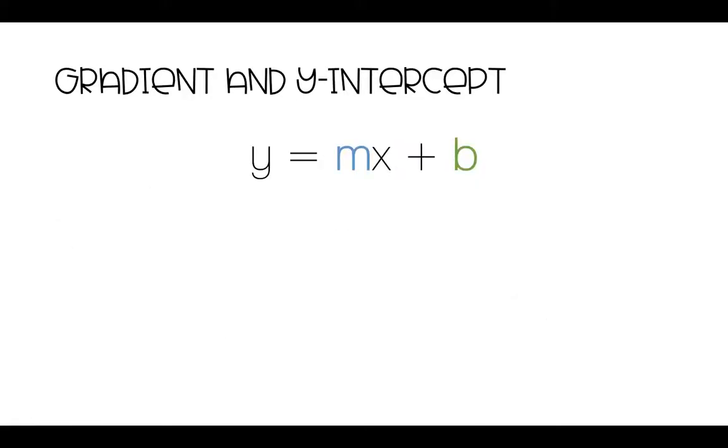Another way that we can find out the gradient of an equation or a graph is to look at the structure of our equation. So the number at the front of our x is our gradient or slope, and the number on its own is our y-intercept. So our constants are our y-intercept.